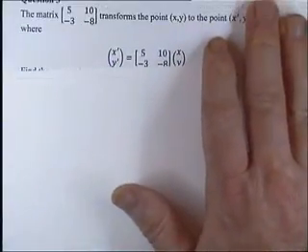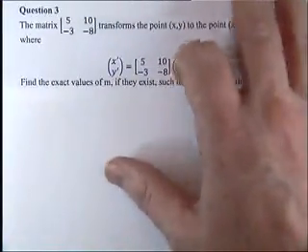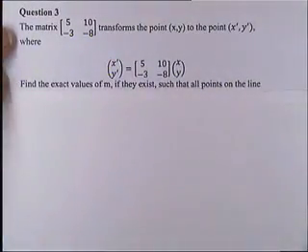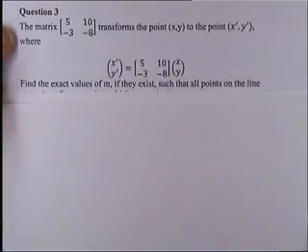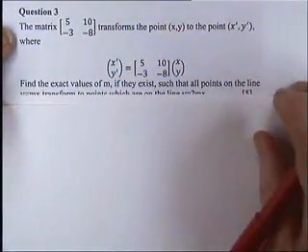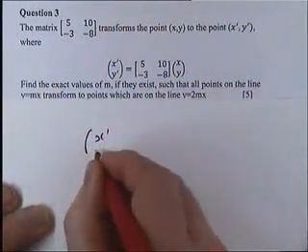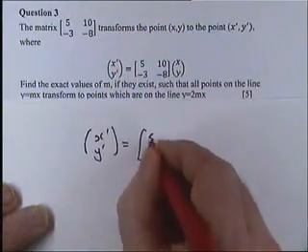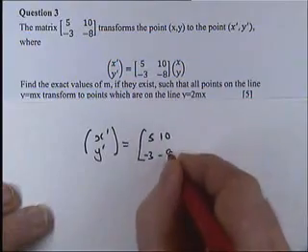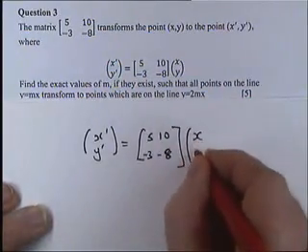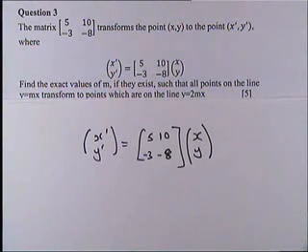On to question 3 now, and we've got a matrix 5, 10, negative 3, negative 8 transforms the point x, y to the point x prime, y prime. So this is the object, this is the image, and they give you the transformation mapping there. So we know that x prime, y prime is equal to 5, 10, negative 3, negative 8, x, y. And we've got to find the exact values of m, if they exist, such that all points of the line y equals mx transform to points which are on the line y equals 2mx.